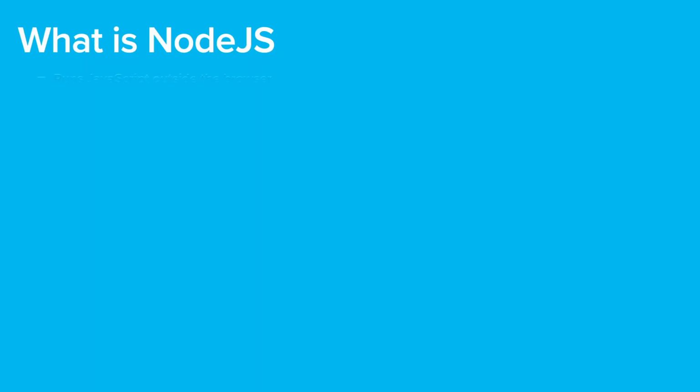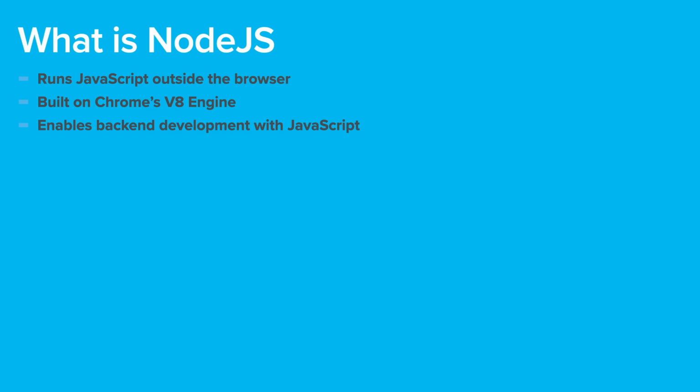First up, what is Node.js? JavaScript was originally designed to run inside web browsers. But Node.js changed that. Node.js is a runtime that allows us to run JavaScript outside the browser, making it possible to build backend applications, command line tools, and even desktop apps. With Node.js, we can use JavaScript to build web servers, APIs, and even full-stack applications. It's built on Chrome's V8 engine, which makes it fast and efficient.